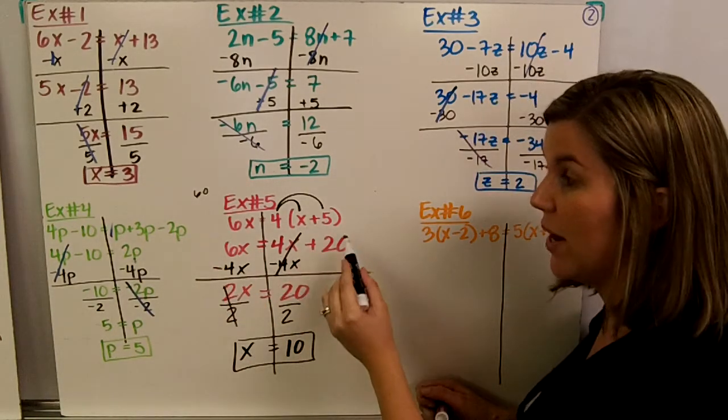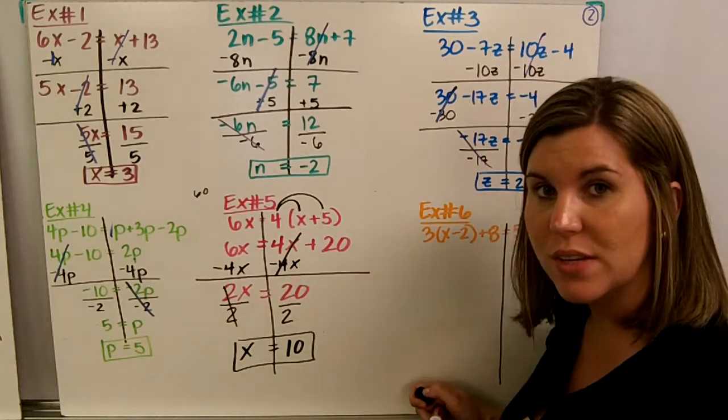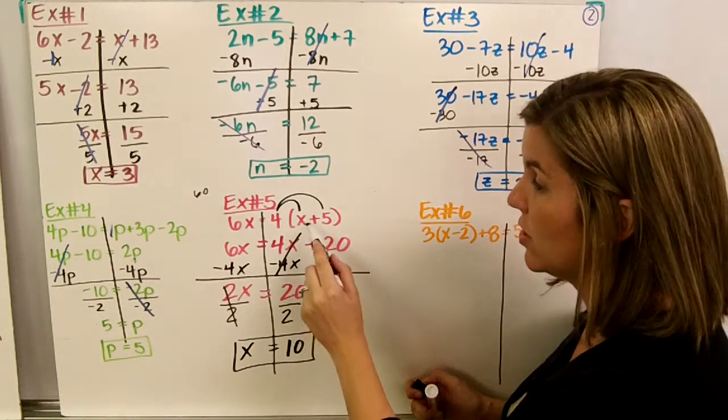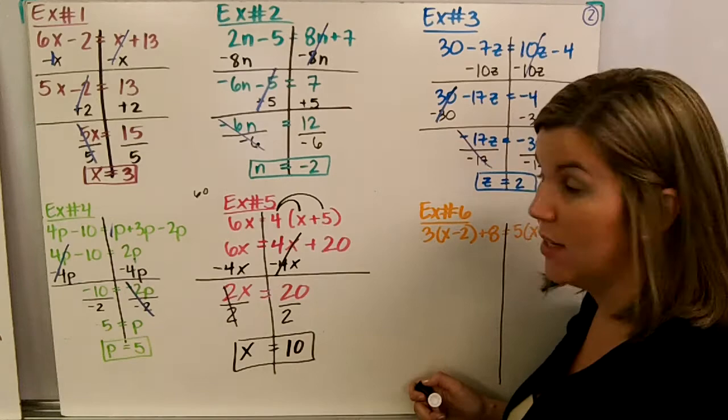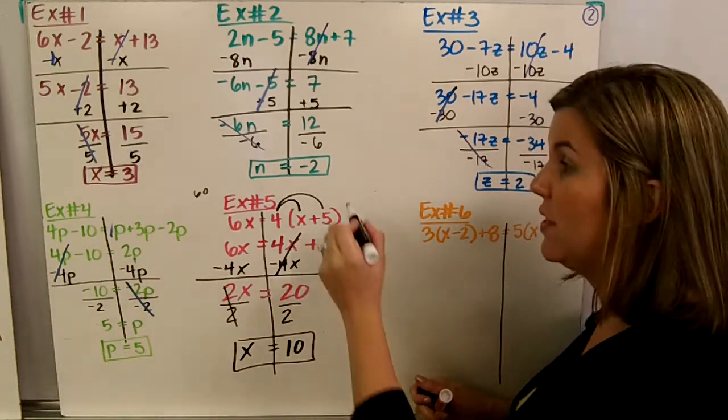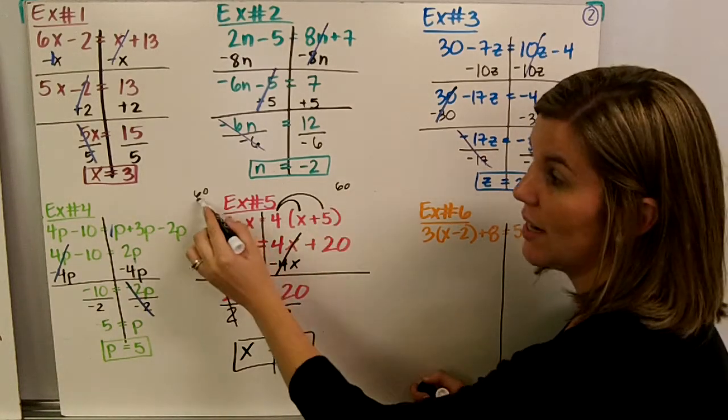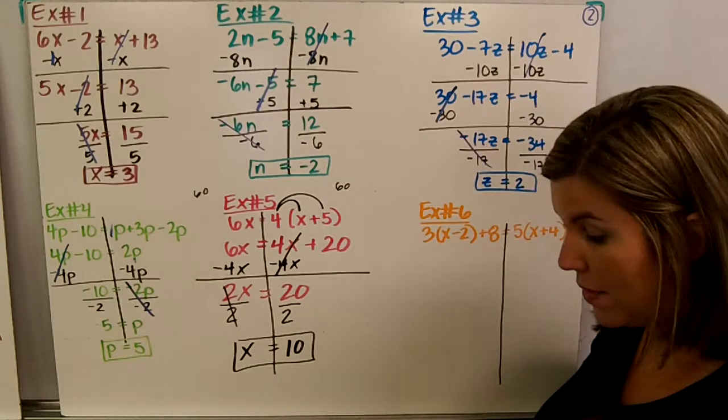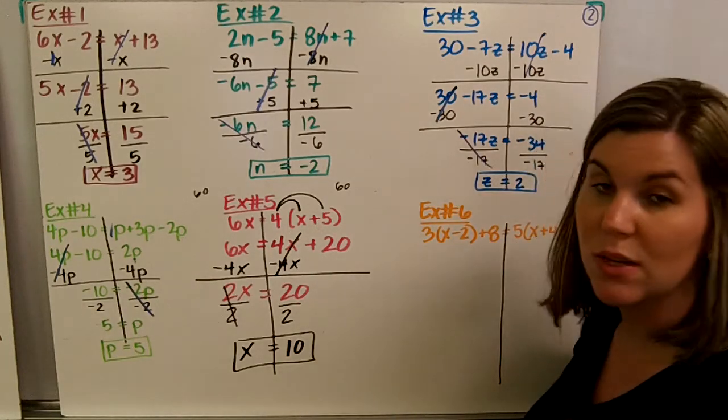If I plug in 10 where x was here, I have to do what's in parentheses first according to the order of operations. So 10 plus 5 is 15, and then times 4, and 15 times 4 is 60. So you see I got 60 on the left and 60 on the right, and those are equal to each other. So x equals 10 is correct.